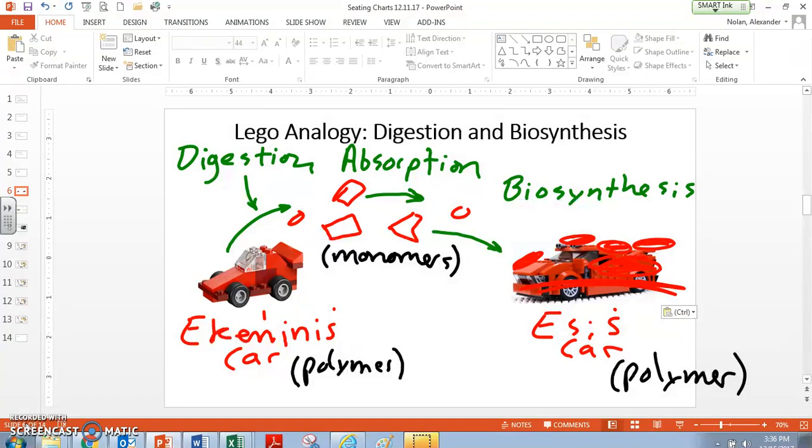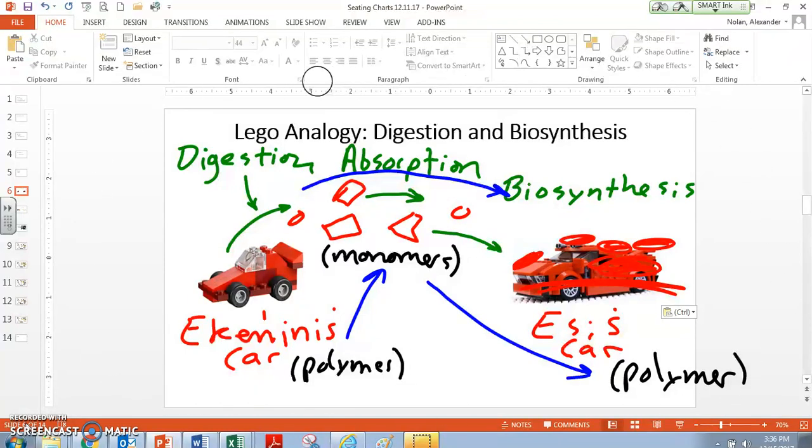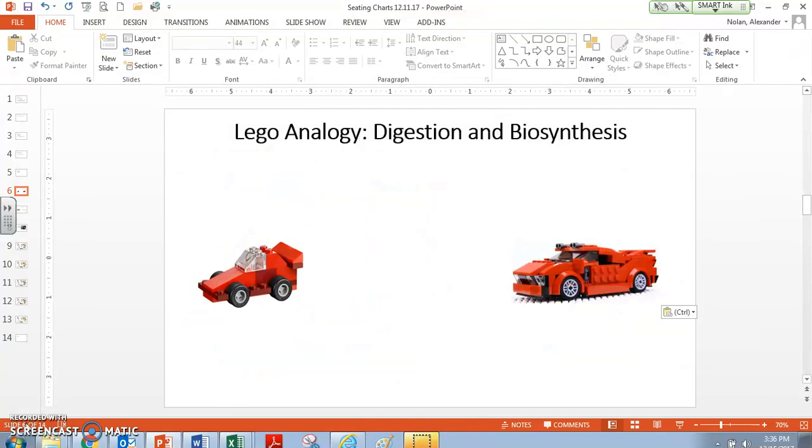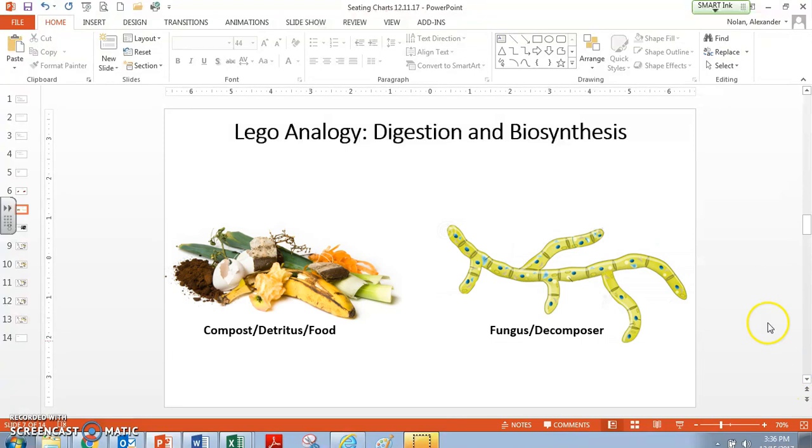So what we really have is polymers going to monomers being digested, and then the monomers are built back into polymers, and that process is biosynthesis. And of course we have absorption, which is when those monomers are actually sucked into the cell. So if we were to try to connect this to a real-world example, that's kind of like looking at something like this.